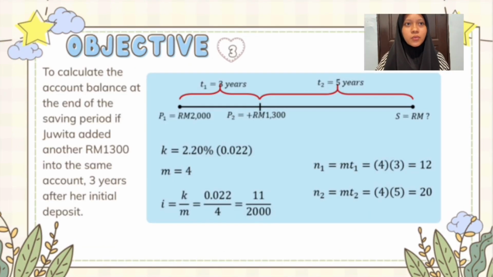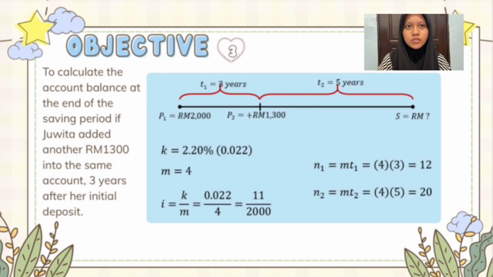In objective 3, we need to use the timeline from P1 until S. Between the P1 and S, we have another P2, which means an added amount of 1,300 ringgit. Our original T equals 8 years. From P1 until P2, T1 equals 3 years, while from P2 until S, the T2 equals 5 years. K equals 2.20%, equivalent to 0.022. M equals 4, which means every 3 months. I equals K over M equals 0.022 over 4 equals 11 over 2,000.